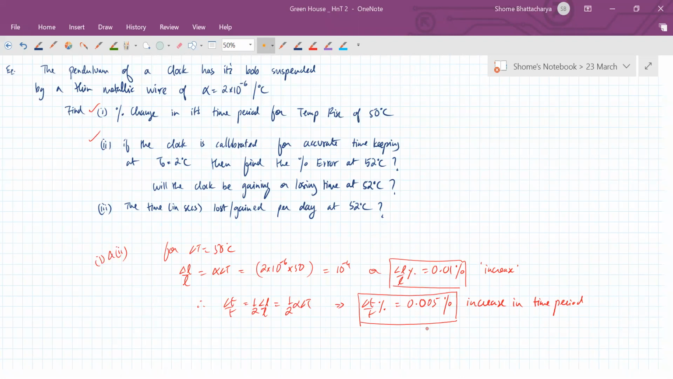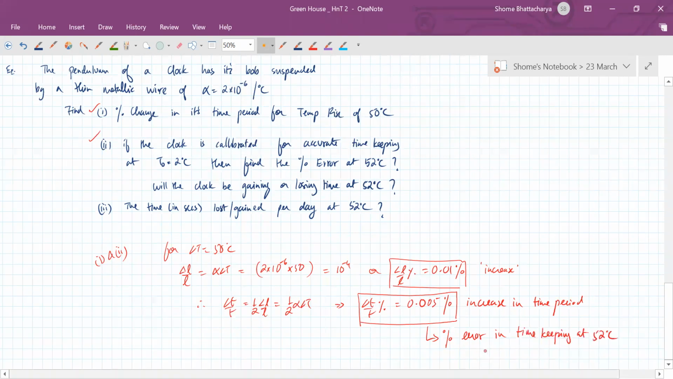So that will be the percentage error in timekeeping at 52 degrees C. Okay. So if the time period increases, that means it will lose time, because the pendulum is taking longer to oscillate than it should in correct timekeeping. That means the clock is running slower. The pendulum is taking longer time. That means it's running slower. So the clock will be losing time.